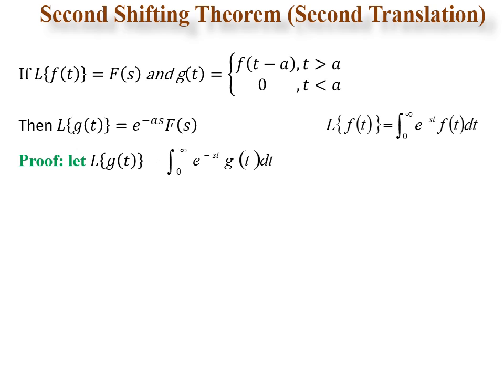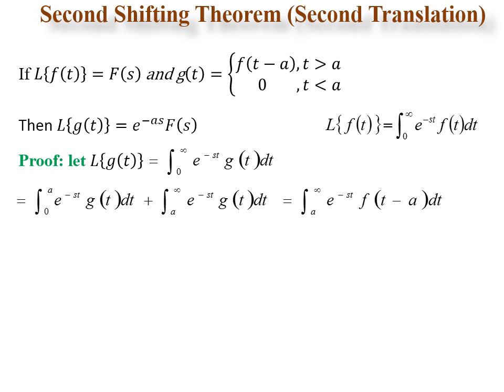Now, as g(t) has two values, f(t minus a) and 0, we split the limit 0 to infinity into 0 to a and a to infinity, and we put in the value of the function g(t). From 0 to a it is 0, so that integral is 0. Finally it is the integral from a to infinity of e to the power minus st f(t minus a) dt.